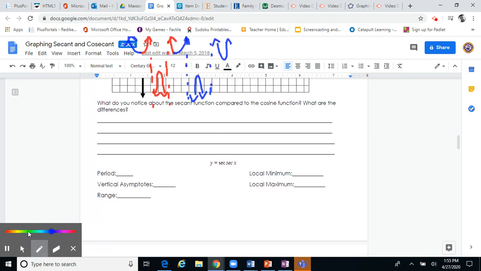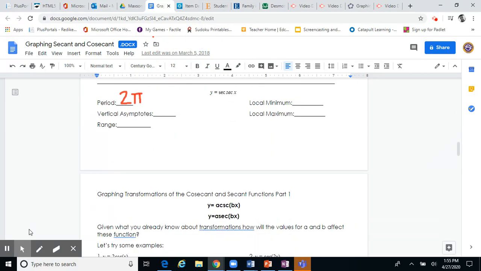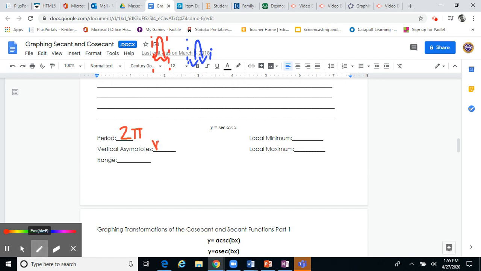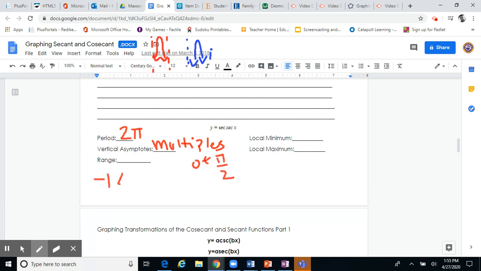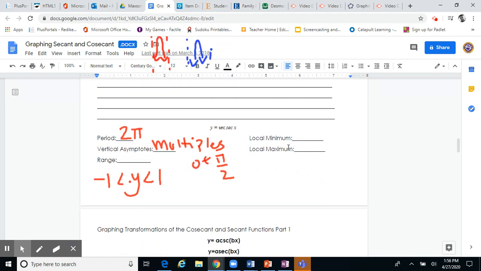So now looking at this, what is the period of secant? It is 2 pi. The asymptotes are at all of the pi and a half intervals. So we could say multiples of pi over 2. And the range, as well, excludes everything from -1 to 1. So you can see that on the graph. There's nothing in the middle here except for the asymptotes, which are invisible lines. They don't count. So from -1 to 1, you're not going to have anything here.